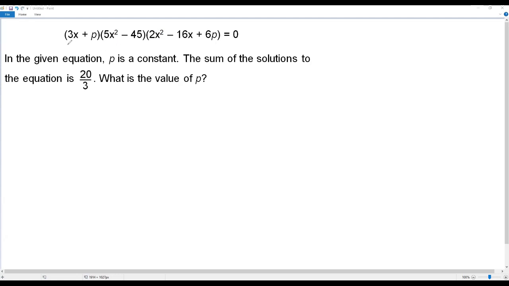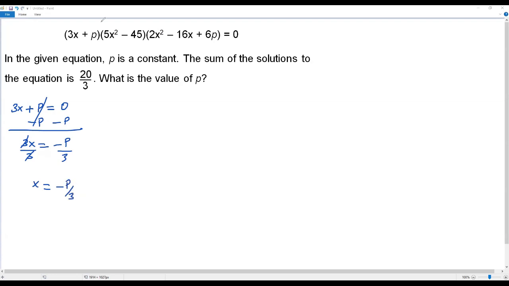Okay, now I'm going to equate the first expression, 3x + p, to 0 and solve for x. So I'm getting 3x + p = 0. Now let's solve for x in this equation. Let me subtract p from both sides. Then positive p and negative p will cancel. I'm getting 3x = -p. Now I divide both sides by 3. Then this 3 will cancel. I'm getting x = -p/3.